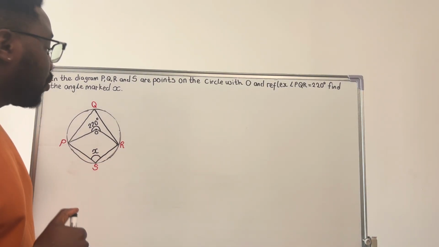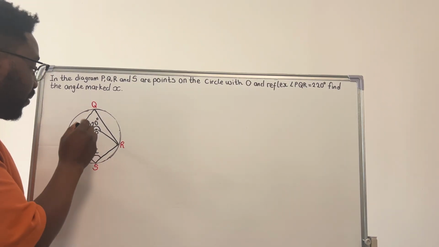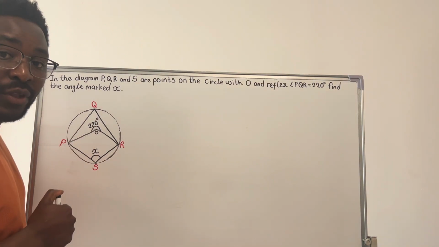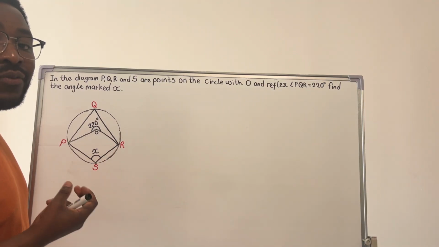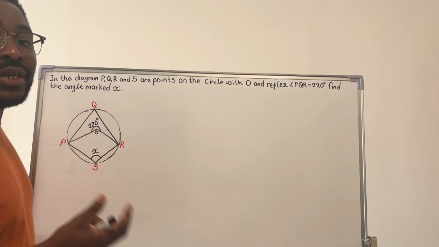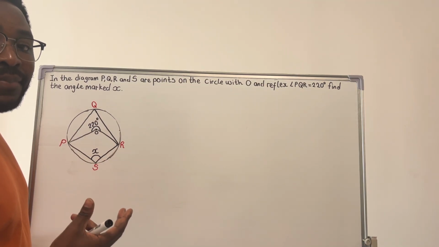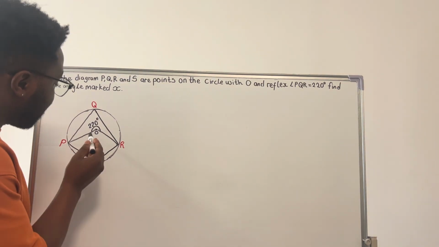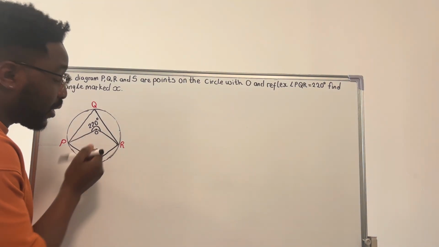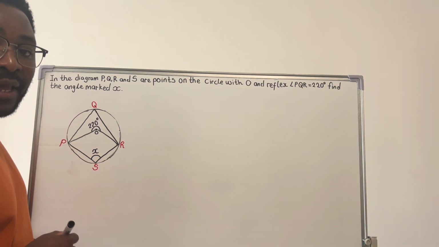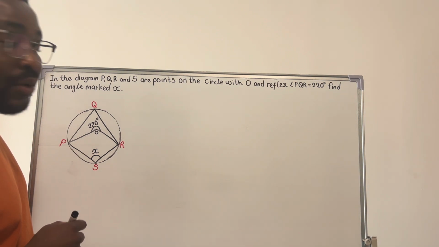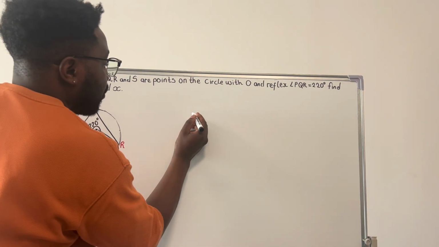Okay, so if we look at our center here, we are given a reflex angle, which is 220. And we know that it's a reflex angle because it's greater than 180. Our first step would be finding the smaller angle here at the center, and we're going to do that by using one angle fact.